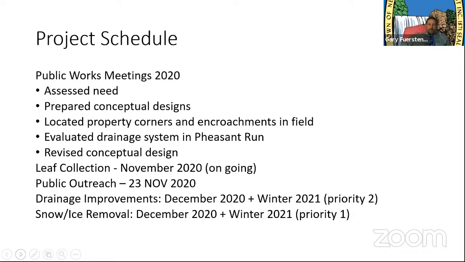The park staff and highway staff are collecting leaves throughout town. It's an ongoing process. Hopefully they'll finish up within the next week or two here. Today is November 23rd. We are doing the public outreach for this project. Our plan for construction of this project, if everything is a go, it could start as soon as December 2020 and continue through winter 2021. This would be highway and parks. It would be their priority number 2. Obviously, during the winter, priority number 1 is snow and ice removal from town roads. So it would be used as filler work between snow plowing and other operations that the highways and parks staff would be assigned to.